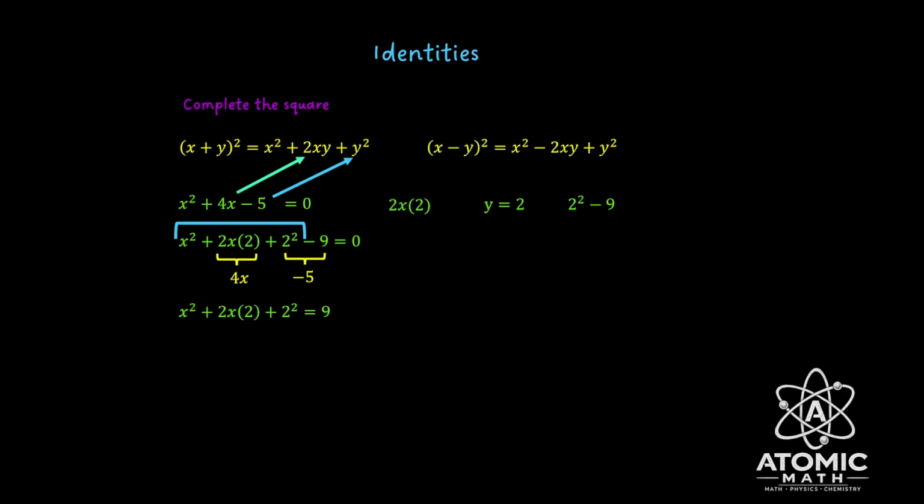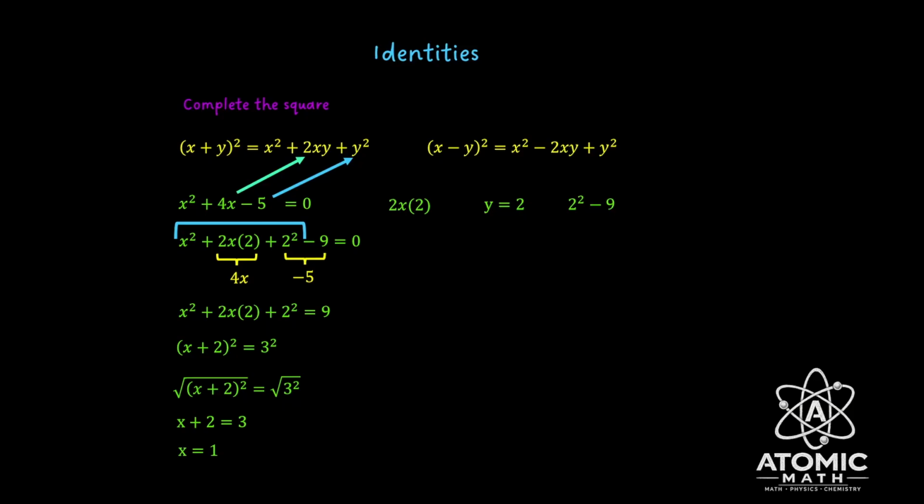So we can write this now as x plus 2 squared, and 9 can be written as 3 squared. If we take the square root of both sides, we get x plus 2 equals 3, which of course gives us x equals 1.